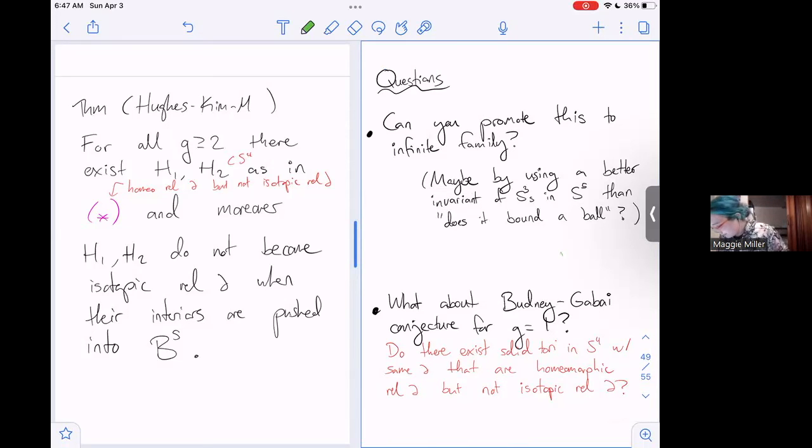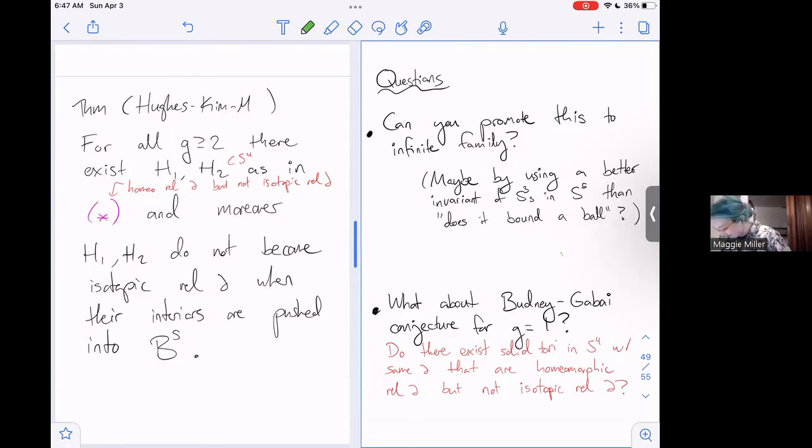For us, our invariant was to construct two S3s, where one bounds a 3-ball and one doesn't. And that's a binary invariant. So we get two. But maybe you could improve that by using a better invariant of S3s in S5s. That sounds hard because the particular S3s we're using, their complements have cyclic fundamental group. You'd have to use higher homotopy groups. I said that to someone and they said, well, why didn't you do that? I was like, I don't know how to compute pi2 of an S3 complement in S5. I don't know.